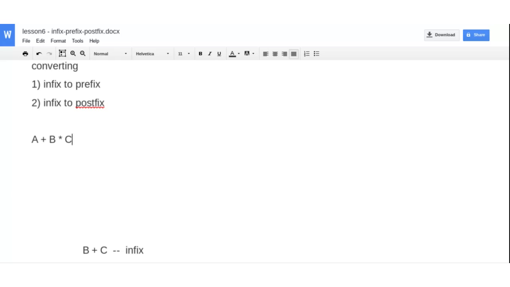So in that case, we will start by doing the bracketing where the multiplication is, because between multiplication and addition, multiplication has a higher precedence. So we need to enclose B and C first. Okay, so enclose the B and C.